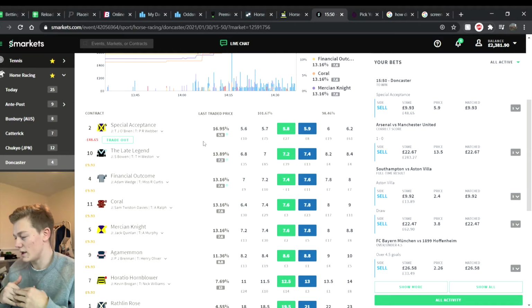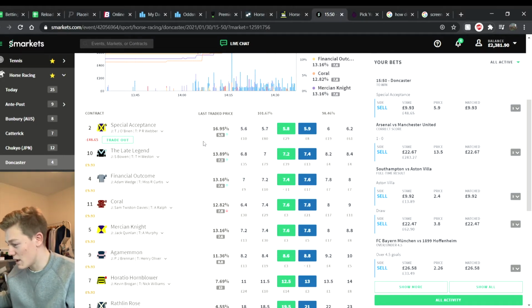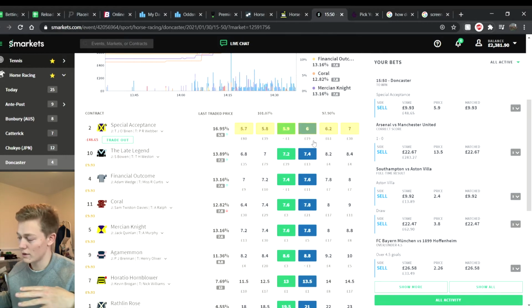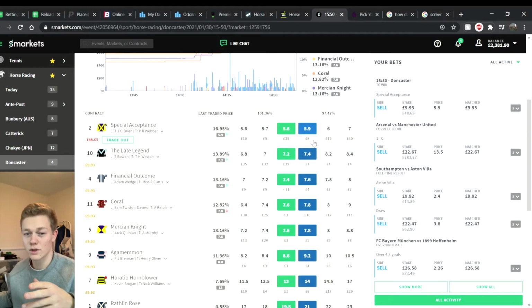So the liquidity of the price at those current odds is the amount of money you can place. So that's the amount of money that you can place on, say, this horse here, Special Acceptance, is £8. So that means if you put £9 on the lay stake, it potentially won't go through. A lot of it will do, £8 worth-ish will do, but the last £1 may not go through.